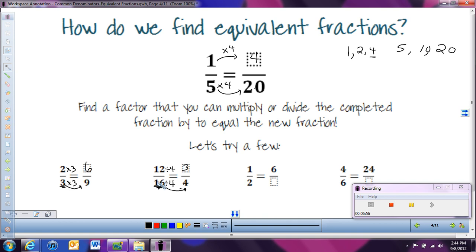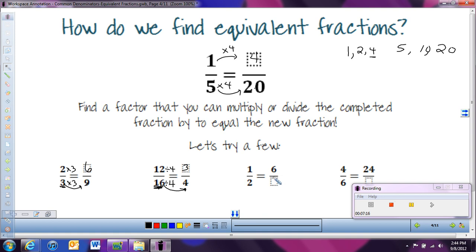So always keep that in mind if you're multiplying or dividing, look at the number you're starting with. Is it bigger or smaller than what you're ending up with? If it's bigger than what you're going to end up with, you need to divide. If it's smaller, then you're going to have to multiply.